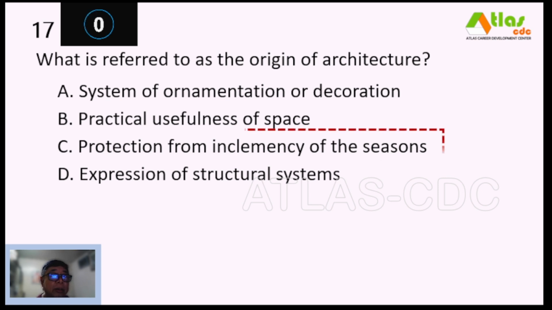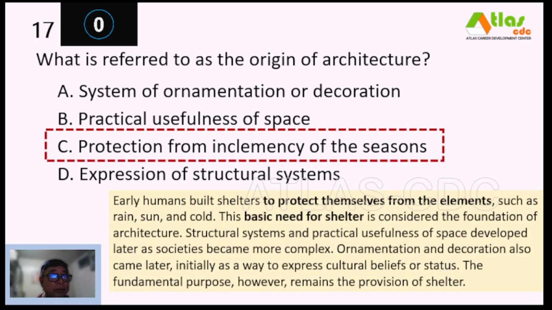And our correct answer is letter C, protection from inclemency of the seasons. So early humans built shelters to protect themselves from the elements such as rain, sun, and cold. This basic need for shelter is considered the foundation of architecture. Structural systems and practical usefulness of space developed later as societies became more complex. Ornamentation and decoration also came later, initially as a way to express cultural beliefs or status. The fundamental purpose, however, remains the provision of shelter.